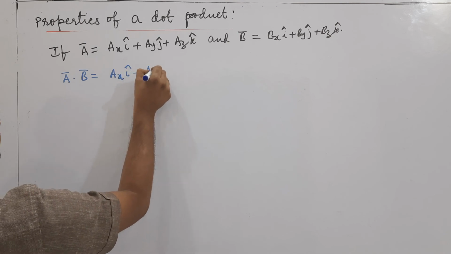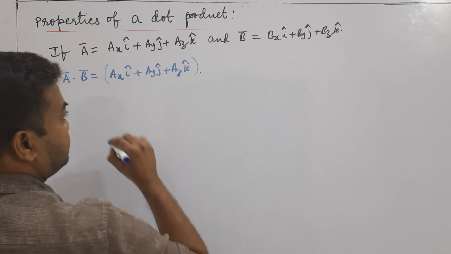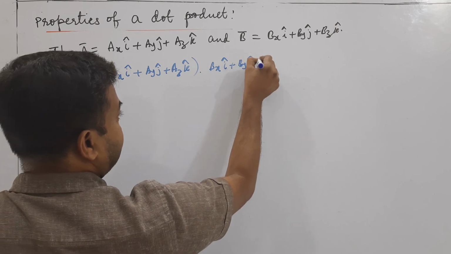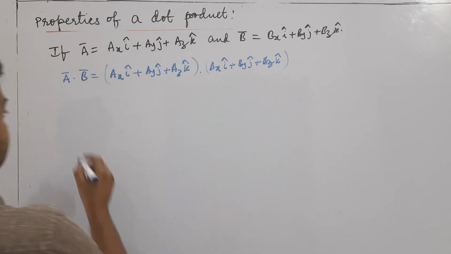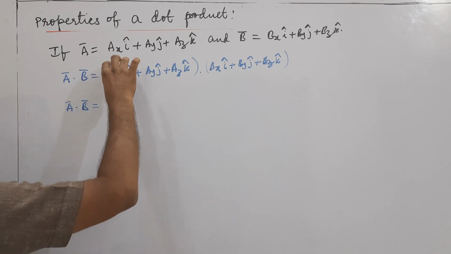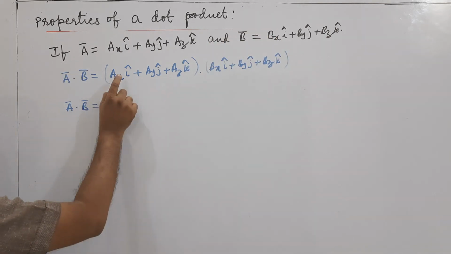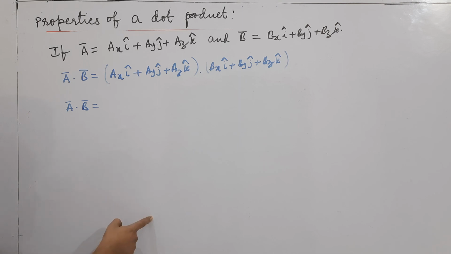Ax i cap, ay j cap, az k cap dot bx i cap plus by j cap plus bz k cap, like this. Then a bar dot b bar. Generally, we have to multiply ax i cap into bx i cap, by j cap, bz k cap. But you know, i cap dot i cap is 1. Just now we have seen a bar dot a bar is equal to a square. Like that, i bar dot i bar is also i square, which is 1.